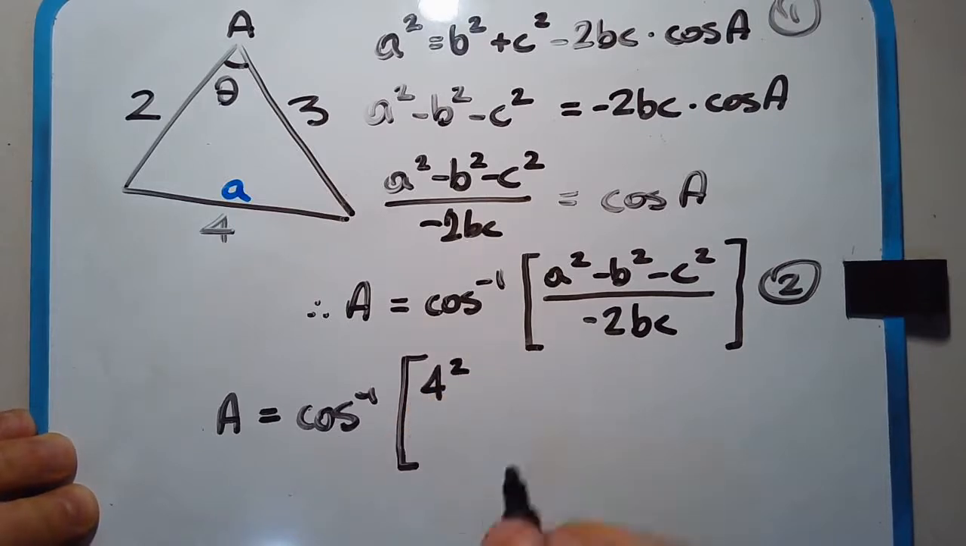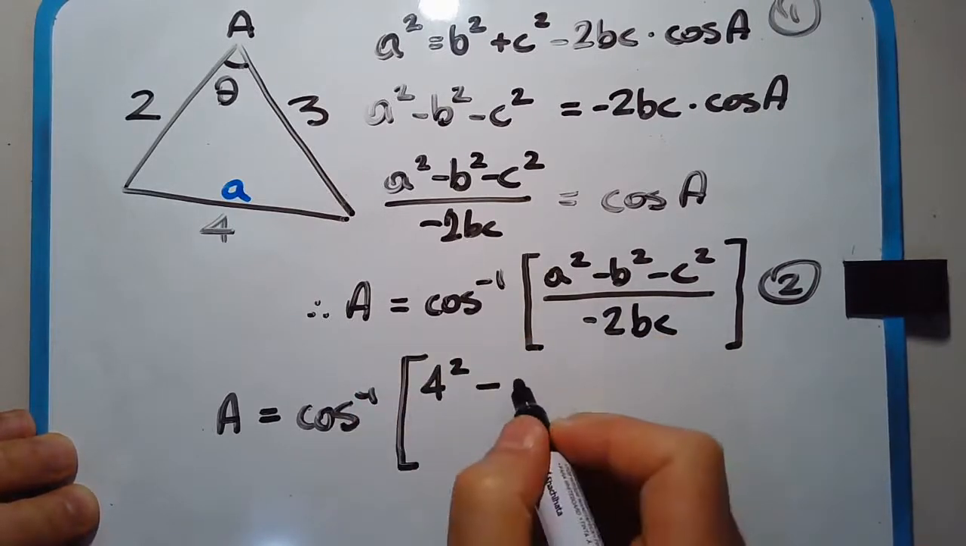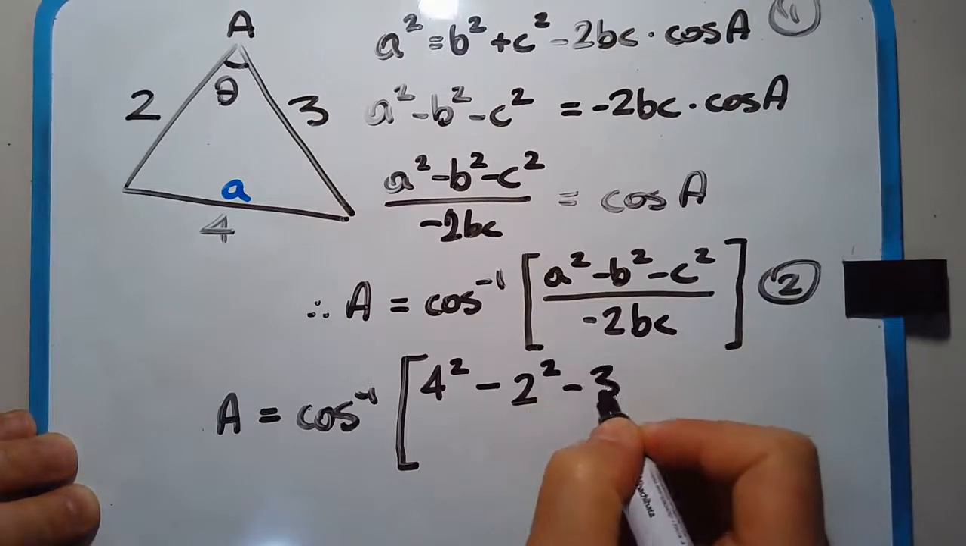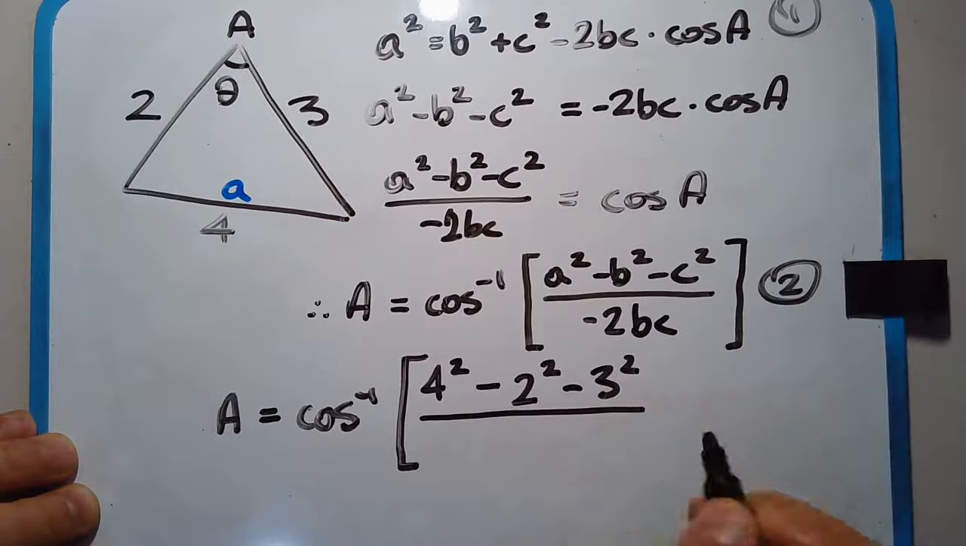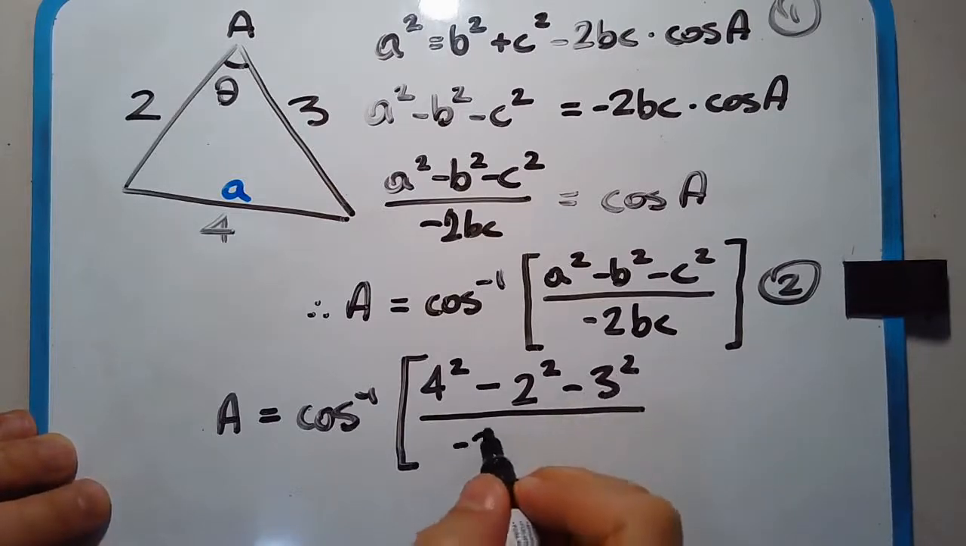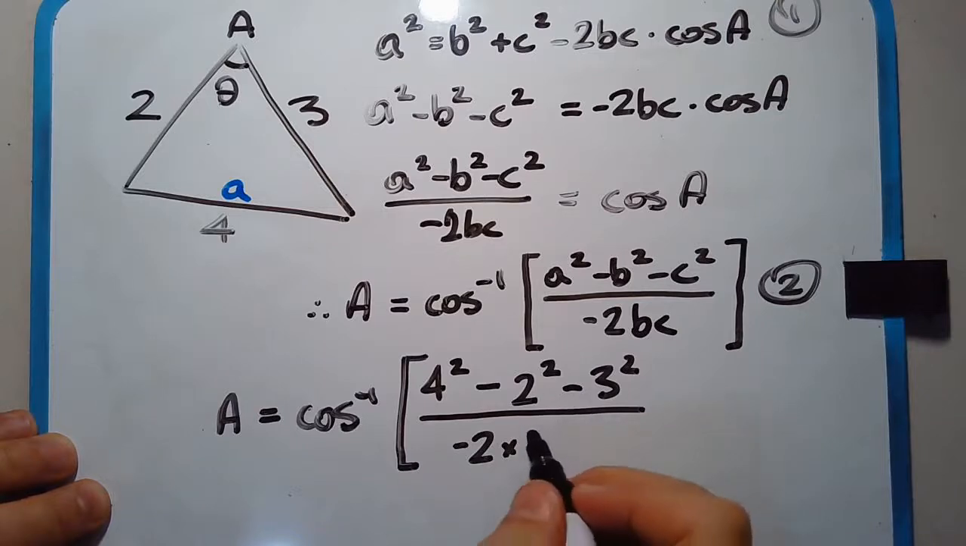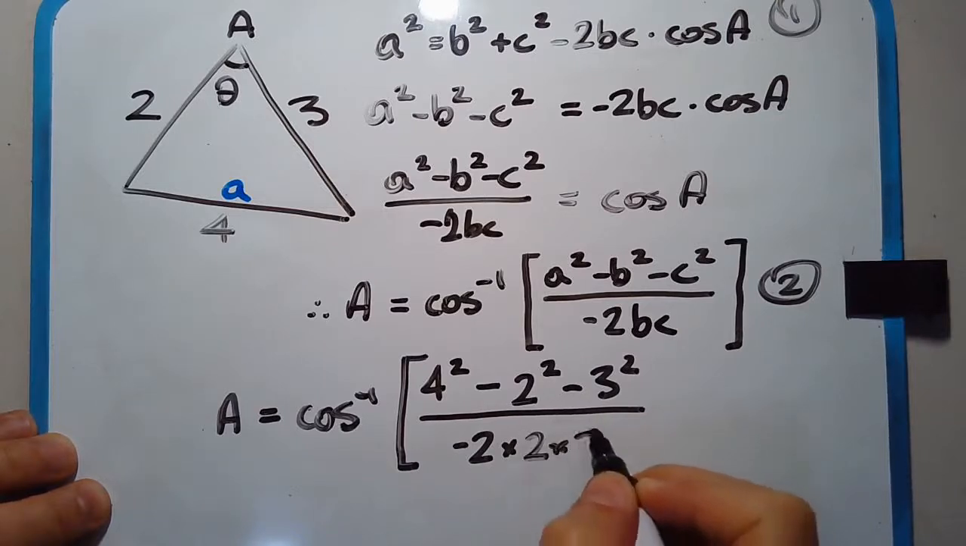So 4 squared. Now the b squared and the c squared, it doesn't really matter which order you do them in. They're both being subtracted anyway. So 2 squared minus 3 squared over negative 2bc. So negative 2, times 2 times 3.